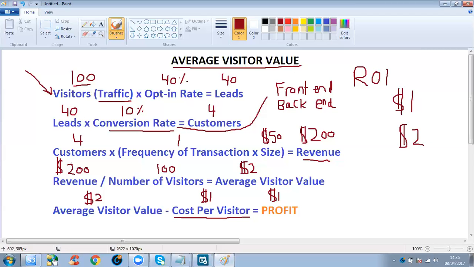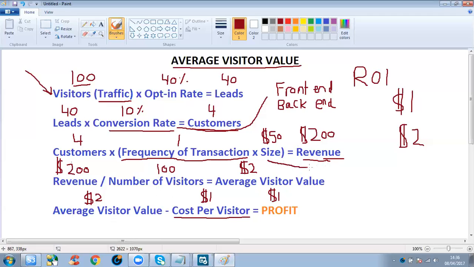And with the Endless Wealth Plan, we actually have a continuity program. We have a monthly membership site. So any customer that joins is going to be paying monthly, not just one time. So that's what we mean by frequency of transactions. So instead of just a $10 product, for example, it would be $10 per month. So of course, this is going to increase your long-term revenue, which will increase your average visitor value. So it's very, very important that you have a continuity program if you want to build a long-term residual income online.